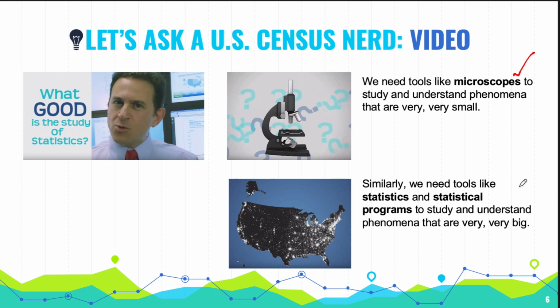So let's go in the opposite direction to think about phenomena that are very, very big, like the population of the United States, like global populations, like big labor market trends, economic phenomenon, educational phenomenon across many locations. Right? Those are very big things that a human eye can't necessarily observe and make sense of. So we use tools like statistics and statistical programs to understand these phenomena and draw conclusions.